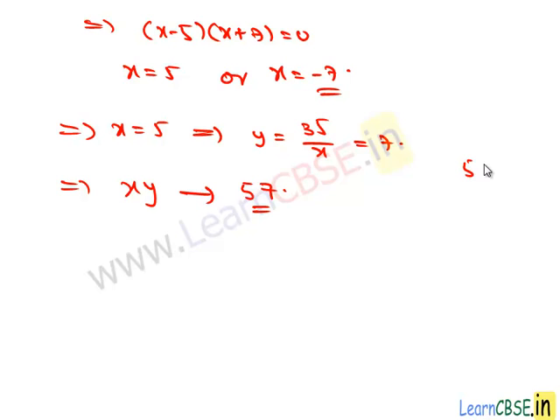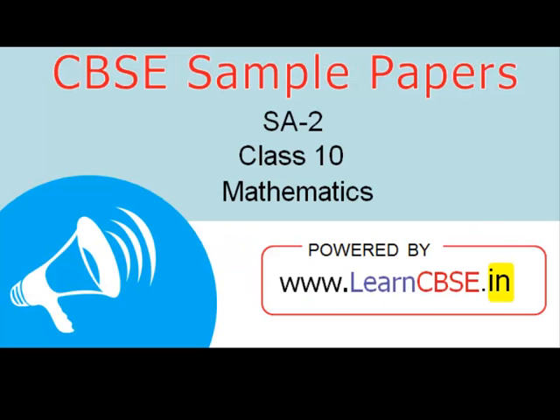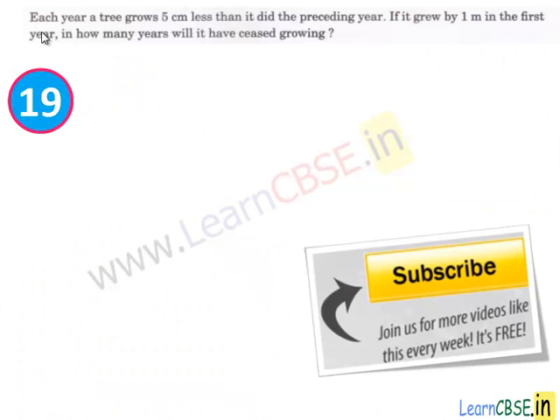Let's check our answer. When we add 18 to this number, we get 75. Here the digits are interchanged. So our answer is right, and 57 is the required two-digit number. And this completes our solution. Let's move to the next question.